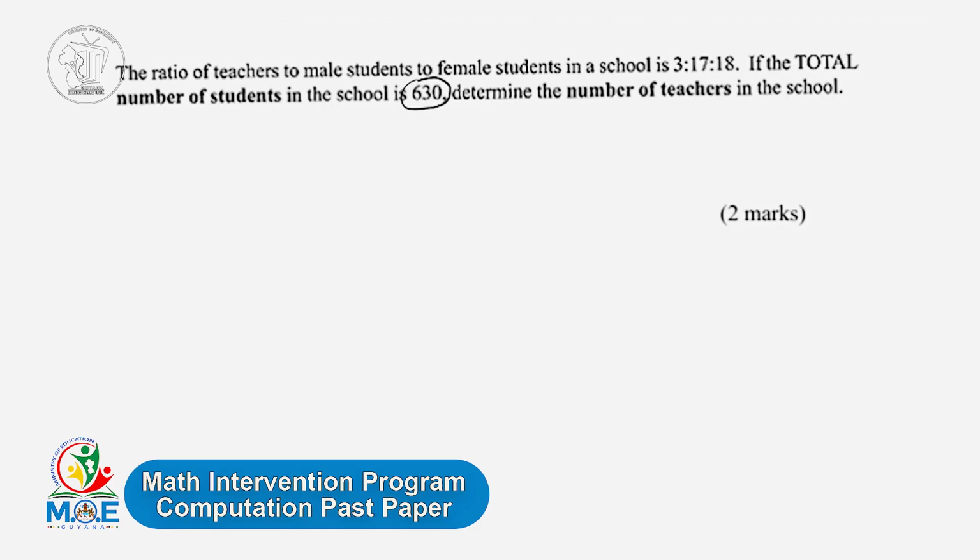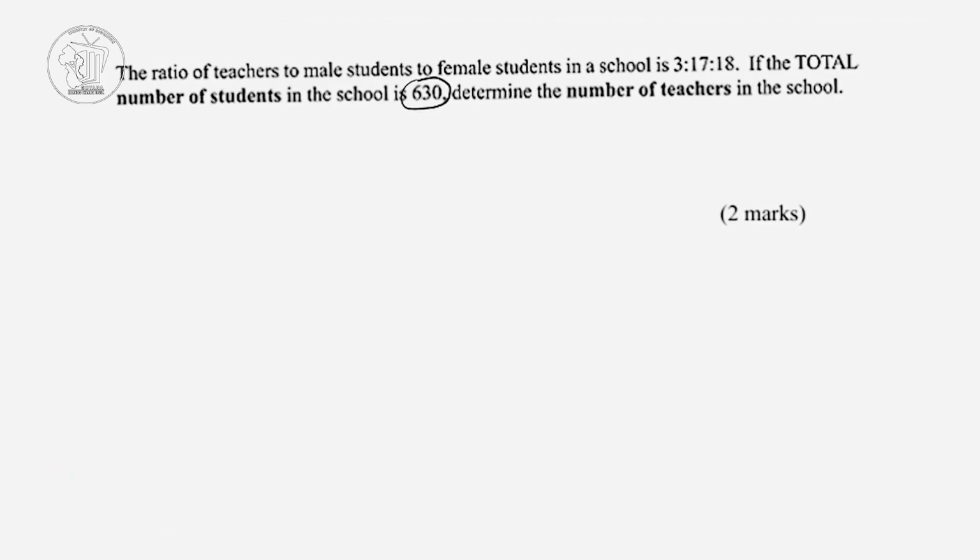From the ratio of teachers to male students to female students, 3 to 17 to 18, the total share for the students would be 17 plus 18, which gives us 35. So the total share for students is 35. And to find the value of one share, we divide 630 by that 35.